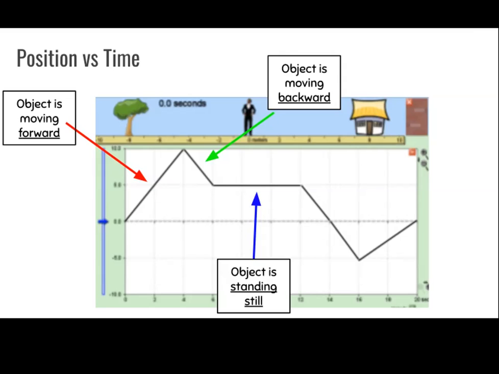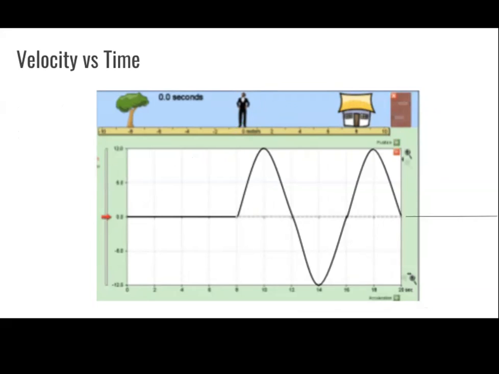So now our next graph is going to be velocity versus time. When we're talking about position versus time, we're simply looking at whether the object moved forward, moved backward, or stood still. Those are the three things a position versus time graph can tell us. We could do further calculations, but just by looking at the lines, that's what the lines are telling us. Okay, all right, so let's go to our next graph. Our next graph is velocity versus time.